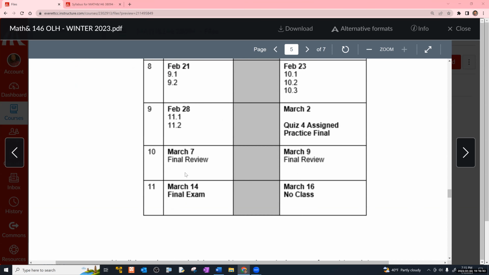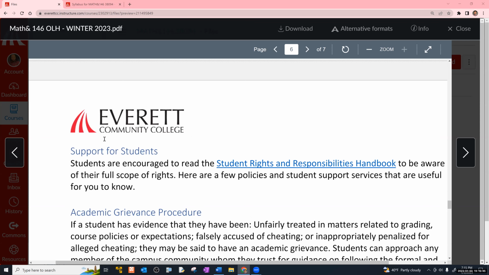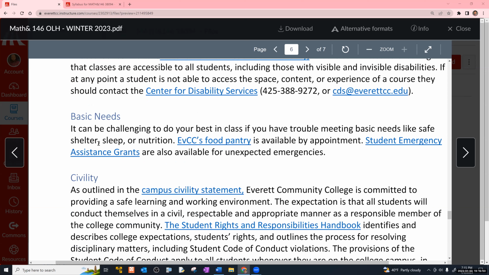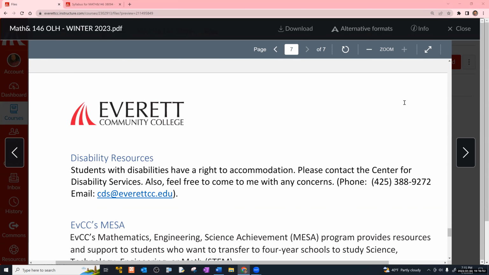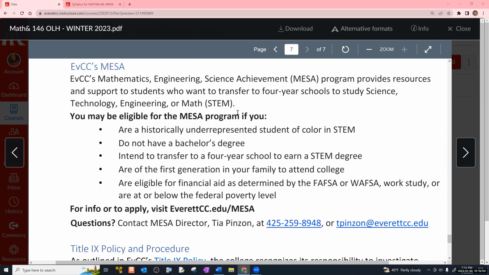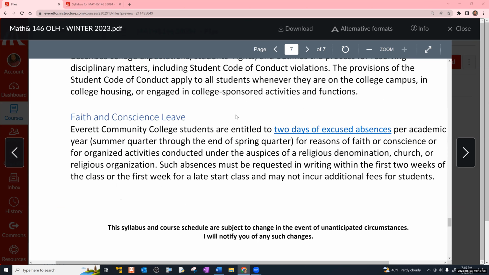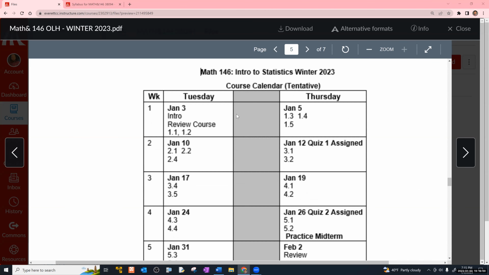We're going to come back to the calendar. Let's just keep going through the syllabus real quick here. This is all just good stuff in the syllabus, disability statements, and the MISA statement. And I'll just look at the calendar. So here's our pacing guide. This is to keep up pace. This is kind of how you should do it.